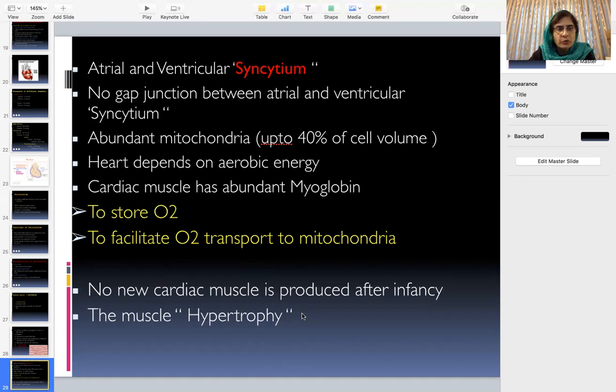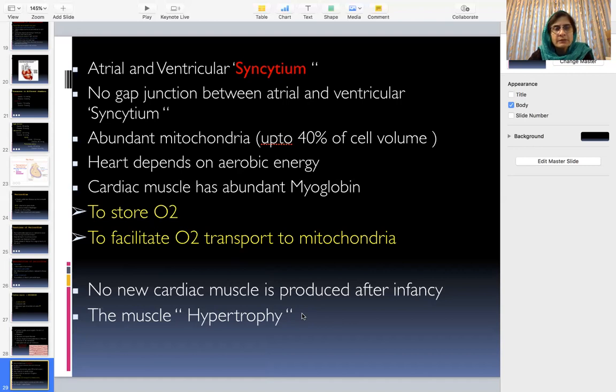Now, I have told you about the atrial syncytium and ventricular syncytium. Between the atria and the ventricles there is a fibrous ring, which prevents direct conduction of the impulse from the atrium to the ventricle. Only through a specific pathway can the impulse pass. Otherwise, the impulse cannot travel directly from the atria into the ventricles.